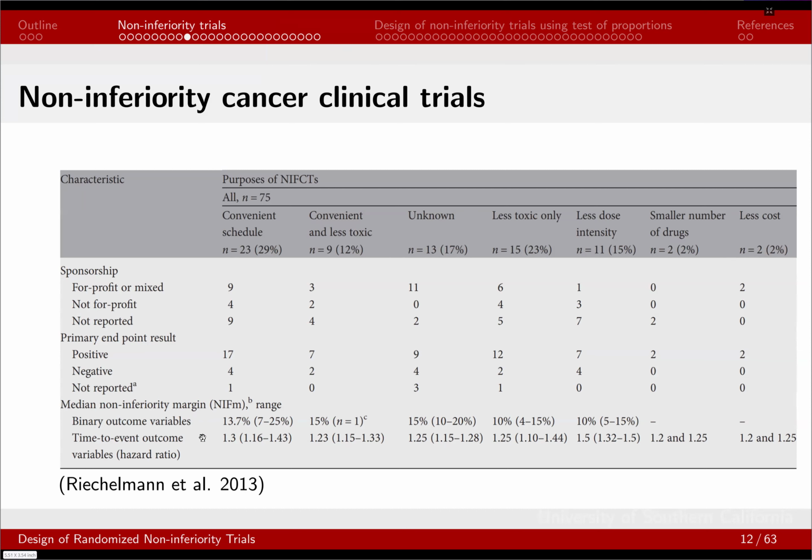The authors also described the distribution of the pre-specified non-inferiority margin. For time to event endpoints, the median hazard ratio margin is around 1.3 with a range of approximately 1.1 to 1.5. For binary endpoints, the margin is generally between 10 to 15%.